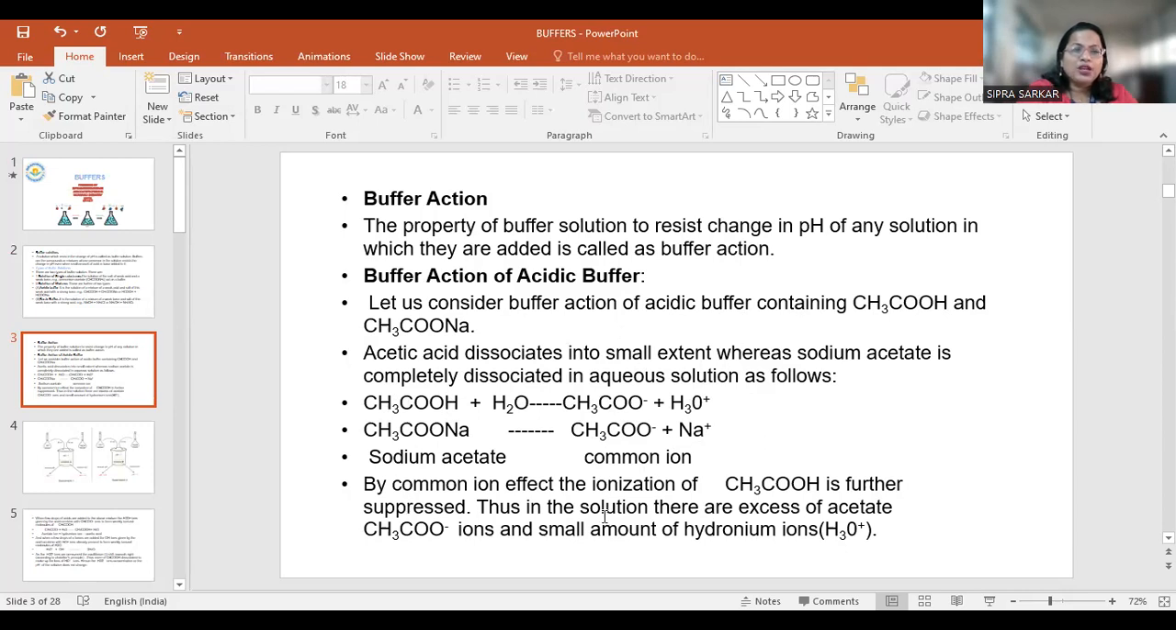By the common ion effect, the ionization of acetic acid is further suppressed by the CH3COO minus ion. Thus in this solution there is an excess of acetate ion, CH3COO minus, and a small amount of hydrogen ion. So the CH3COO minus will be more in number, and this way the effect is shown as the buffer action.